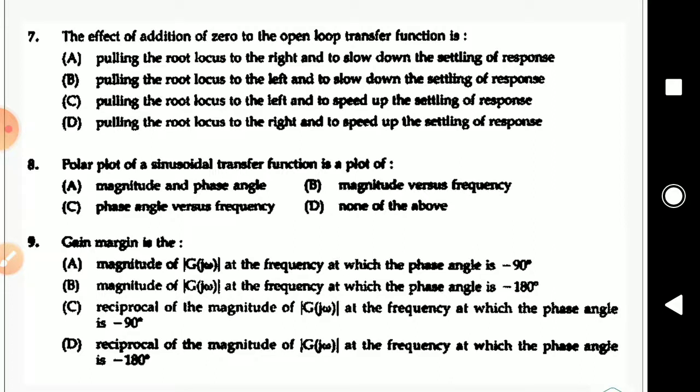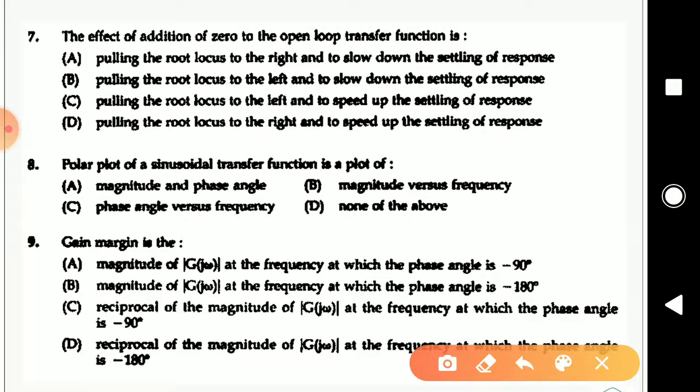So if you're checking the options given over here, option C is the correct answer. That is, it will pull the root locus to the left and speed up the settling of the response. That means the system will become more stable and settling of the response will become faster. Moving on to question number 8.